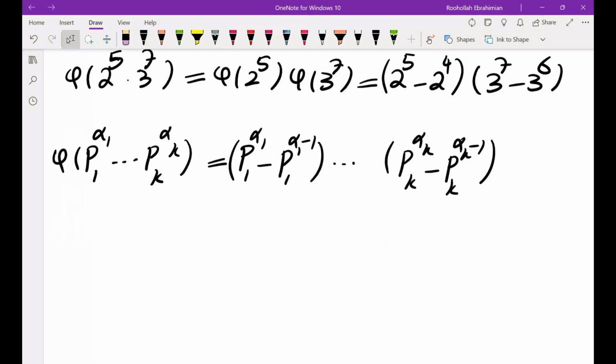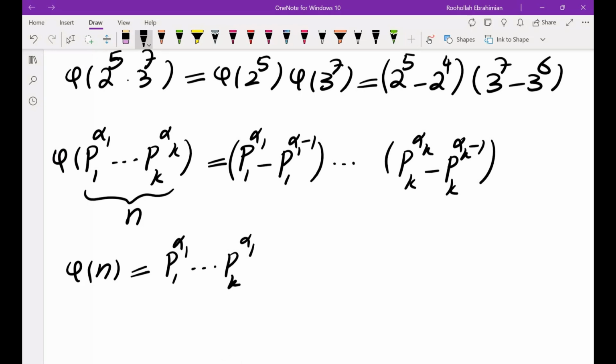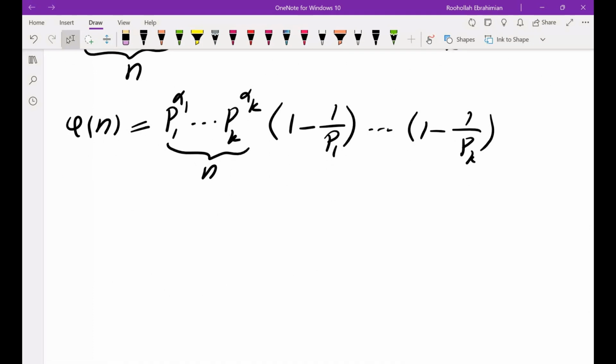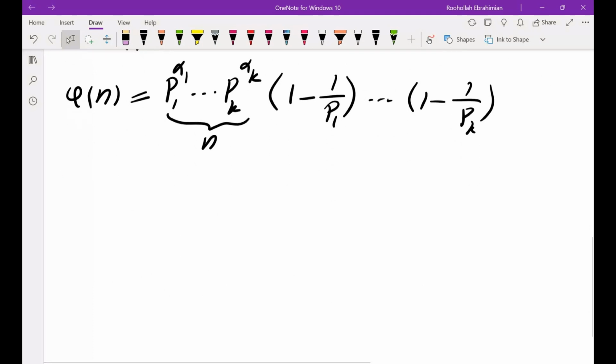Now, if you call this number n, then phi of n becomes, if you factor p1 to the power of alpha 1 from the first one and pk to the power of alpha k from the last one, we get 1 minus 1 over p1 all the way to 1 minus 1 over pk, and this is also n. So what they're asking us is, when is it that this number divides n? So phi of n divides n.